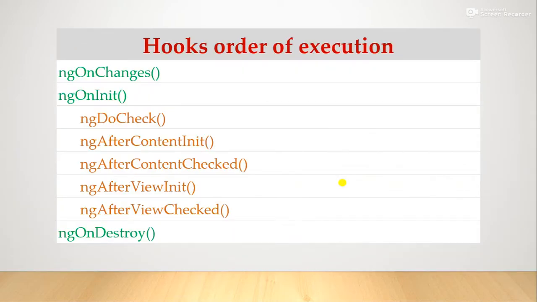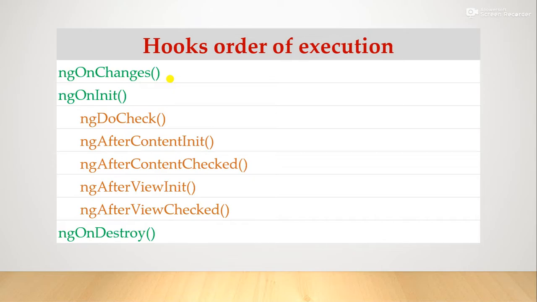Whenever we create a component, Angular first calls its constructor, and then all the lifecycle hooks will be executed in this order. First, ngOnChanges will be executed, and after that ngOnInit, then ngDoCheck, then ngAfterContentInit, then ngAfterContentChecked, then ngAfterViewInit, then ngAfterViewChecked, and finally, before removing that component from the DOM, ngOnDestroy will be called. We will discuss all these hooks one by one.